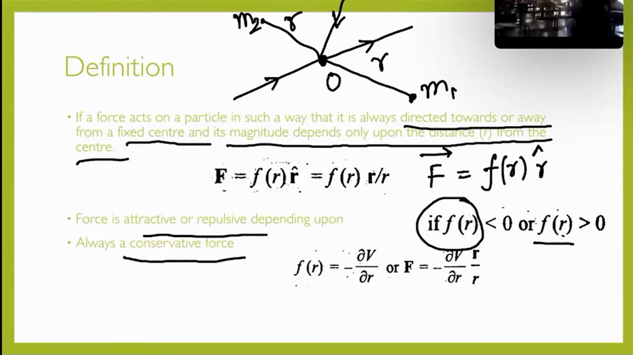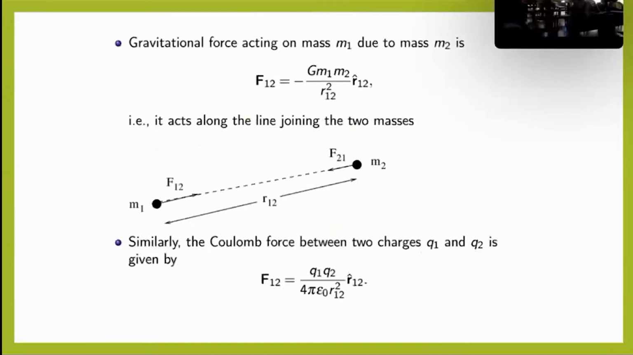And the next property is that it is always conservative. Conservative means I can express my force as the gradient of V, F equals minus grad V. What do you understand by a conservative force? That is, the curl of F is equal to 0, in mathematical terms. Okay, these are some definitions and properties we can look at.